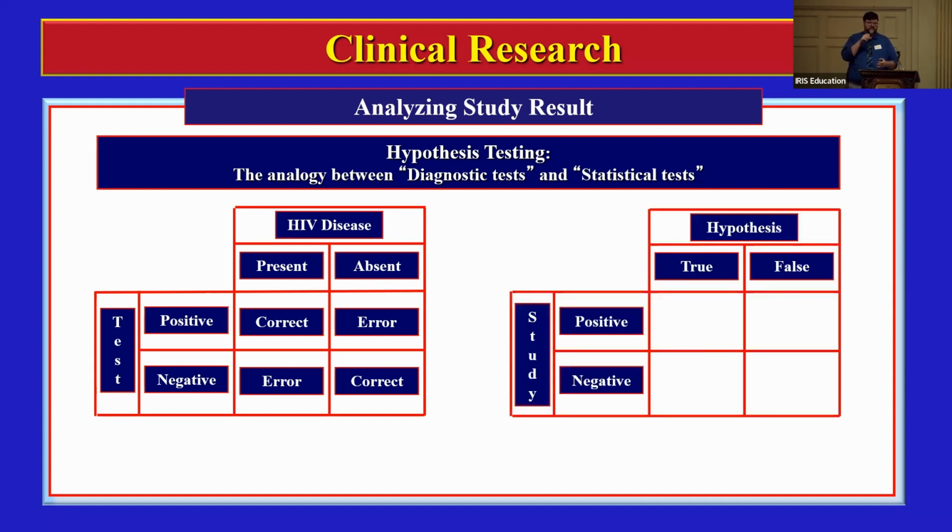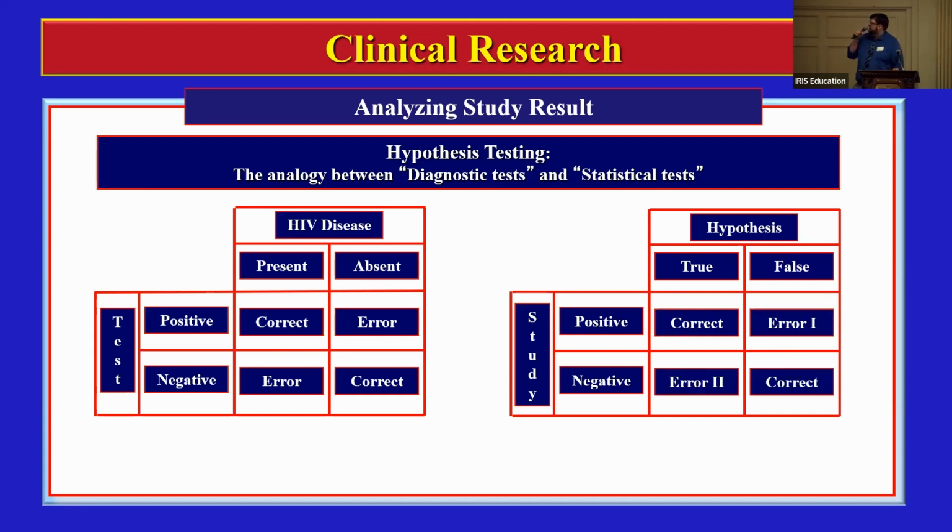In the same way, if we think about the reality of our research hypothesis, we have whether or not the hypothesis is true and whether or not the hypothesis is false in reality. Our study results can be positive or negative, independent of whatever reality is. What we want to see is a study result that's positive when our study hypothesis is true, and negative when our study hypothesis is false.